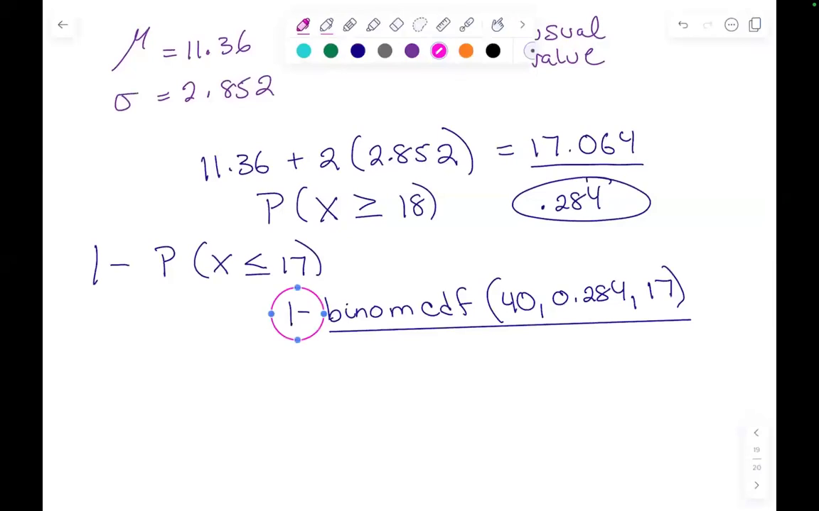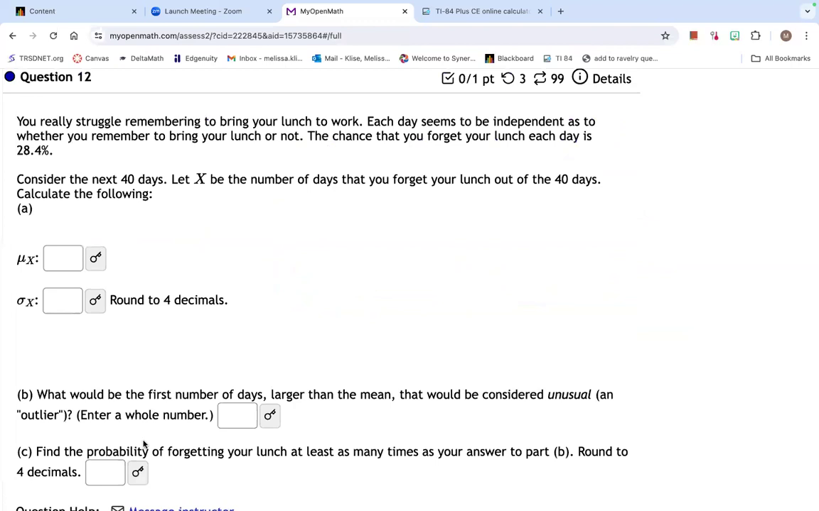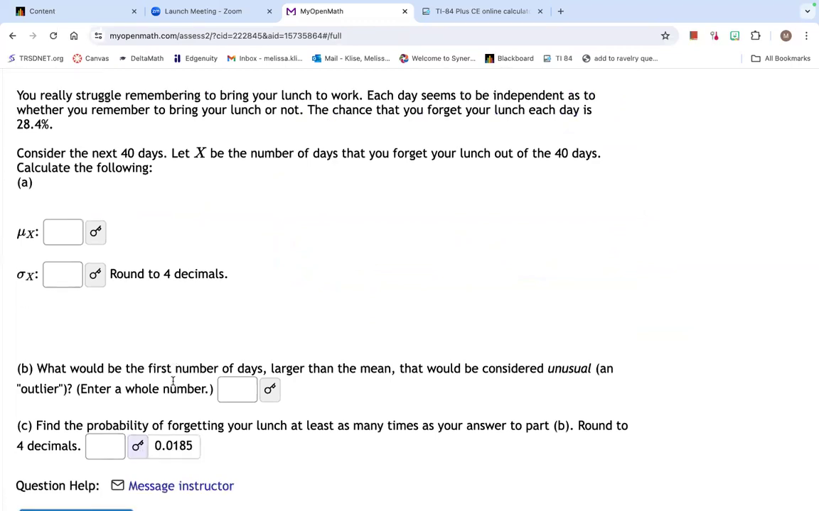Yes, you do 1 minus every single time you see at least. So I'm going to put it in my calculator because I want to see if I get it right. I better get it right. All right. So it should be about 18.5%. Yeah. Or nope, 1.85. It says 1.85 on my calculator.